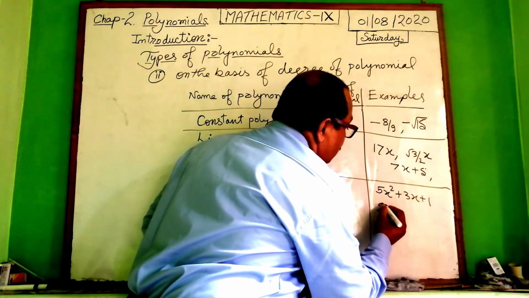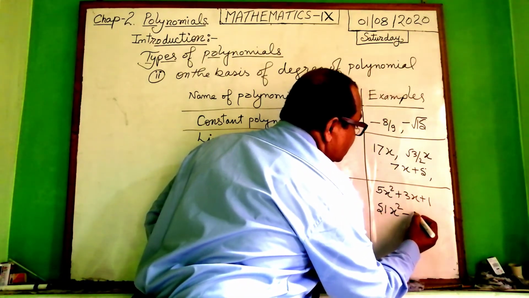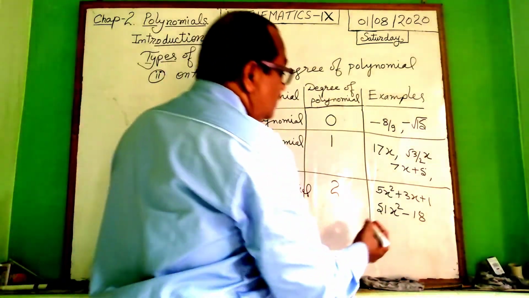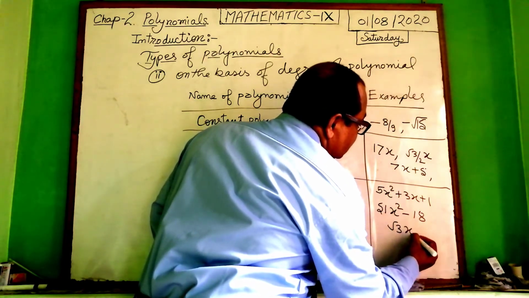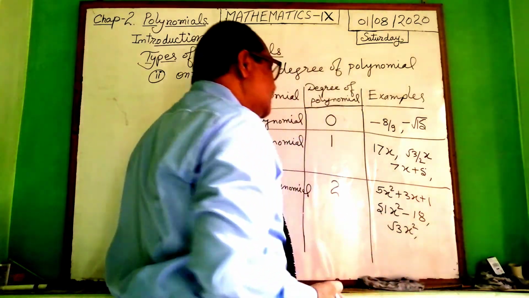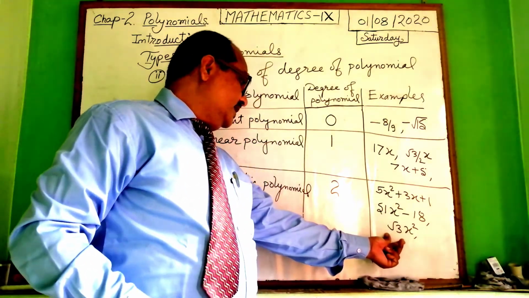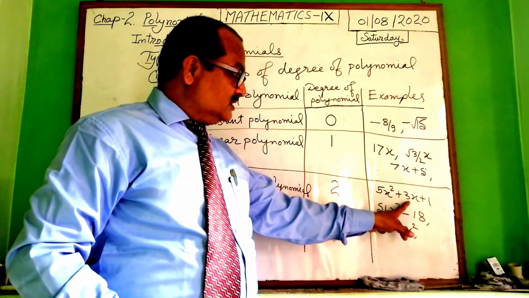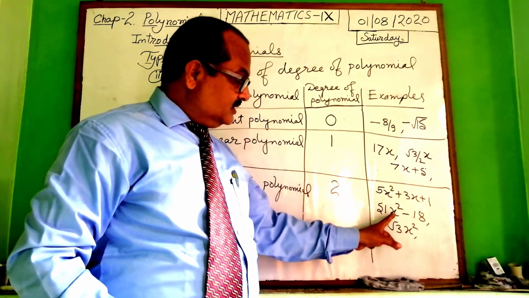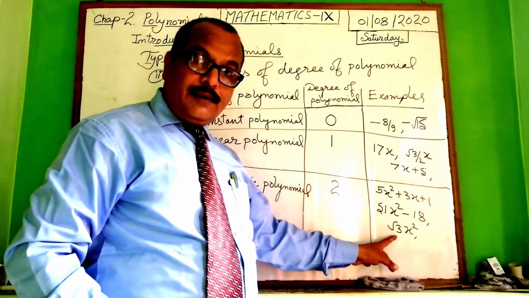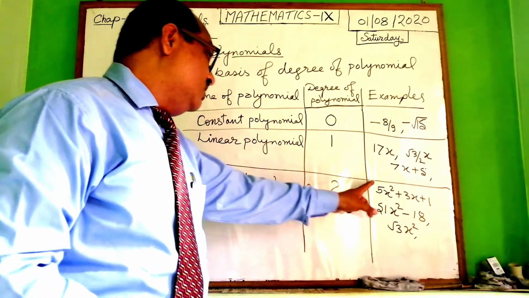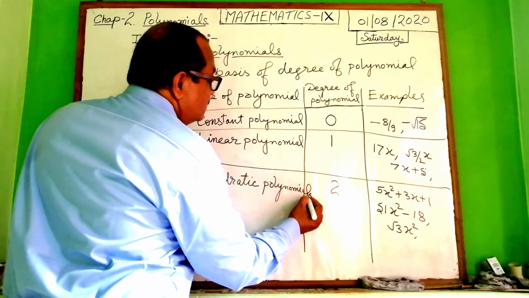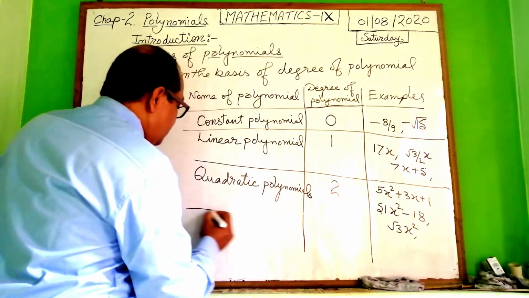It is also, suppose, 51x square minus 18. This is also a quadratic polynomial. One more example, root 3x square. It is also a quadratic polynomial because, you can see, in the first example the degree is 2, in the second example the degree is 2, in the third example the degree is 2. So all these are examples of quadratic polynomials.